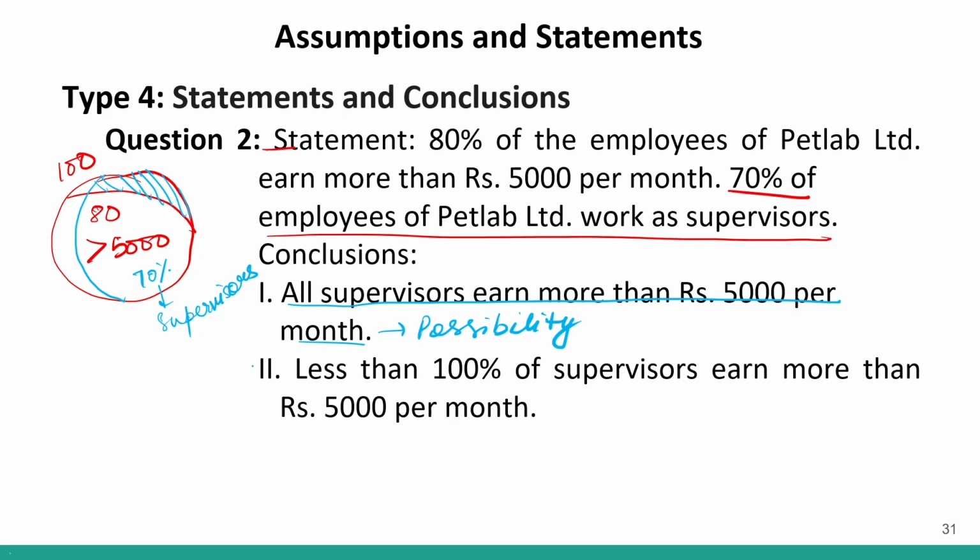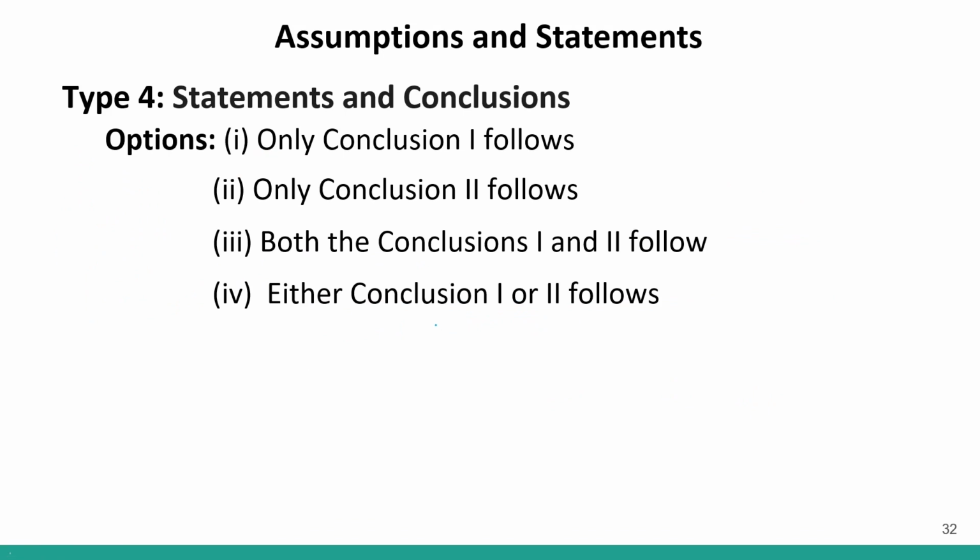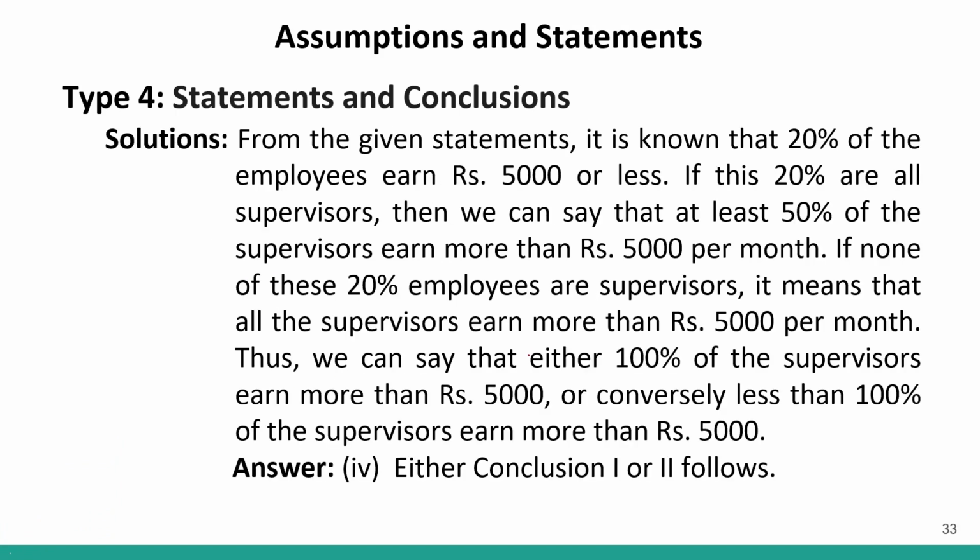Second one says less than 100% of supervisors earn more than 5,000 per month. Again, it is a possibility. It may or may not be correct. So both of them are possibilities. Certain supervisors will be there that earn more than 5,000, or there could be supervisors that earn less than 5,000. So if I look at the options, answer will be option number 4, that either conclusion 1 or 2 follows, because both of them are possibilities.